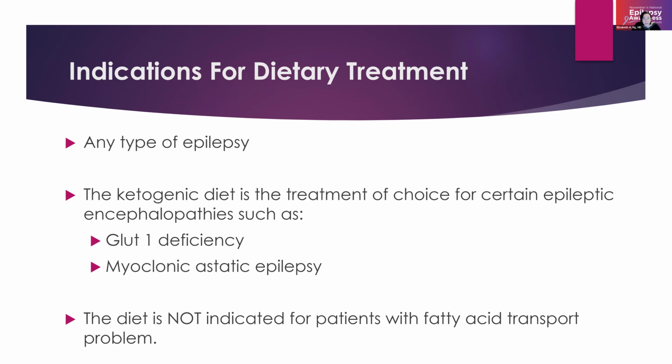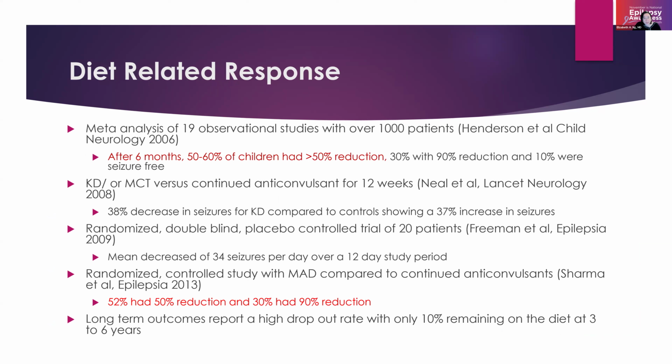The ketogenic diet is a treatment of choice for certain epileptic encephalopathies like GLUT1 deficiency and myoclonic astatic epilepsy. But the diet is contraindicated in any patients with fatty acid transport problems. So after 6 months, 50 to 60% of the children had a greater than 50% reduction in their seizures.